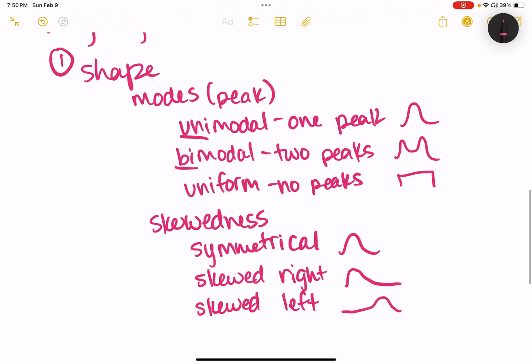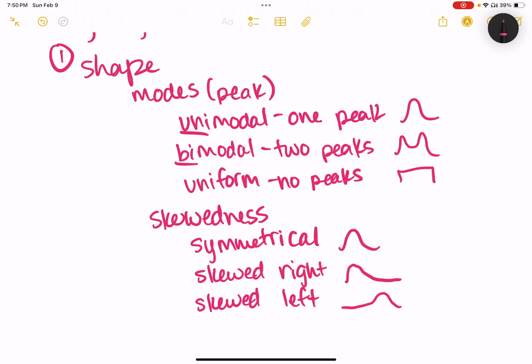So just as a quick recap, the first thing that you want to analyze is the shape, which means you want to describe your data based on how many modes it has. So is it unimodal, bimodal, or uniform? And by its skewedness. So is it symmetrical, is it skewed right, or is it skewed left?